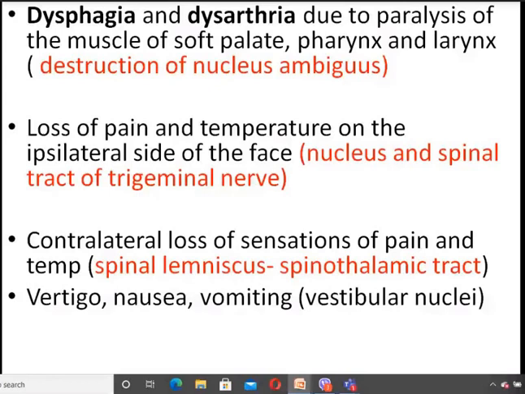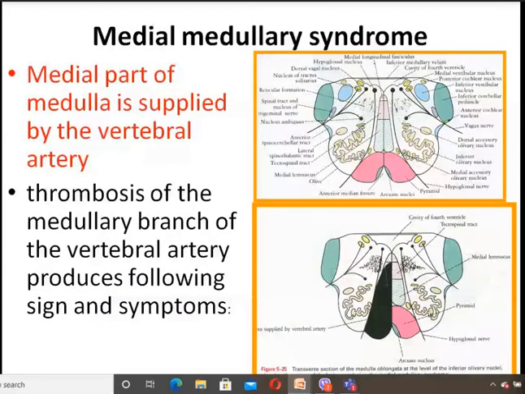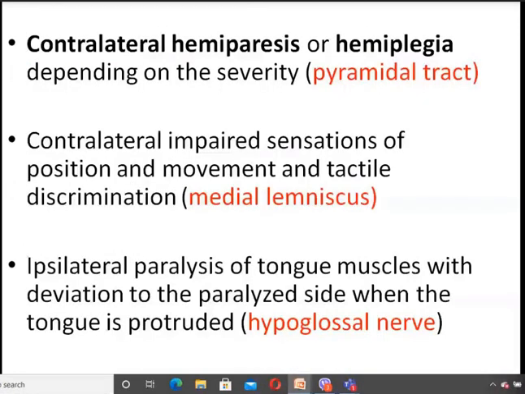Now medial medullary syndrome, a lack of arterial supply in the medial aspect. The medial part of the medulla is supplied by the vertebral artery. Thrombosis of the medullary branch of the vertebral artery produces the following symptoms. Contralateral hemiparesis or hemiplegia on the opposite side, depending on the severity, because of the lack of arterial supply to the pyramidal tract, the corticospinal tract. Contralateral impaired sensation of position and movement and tactile discrimination, the medial lemniscus. Ipsilateral paralysis of the tongue muscles, with deviation to the paralyzed side when the tongue is protruded, because of the effect on the hypoglossal nerve.